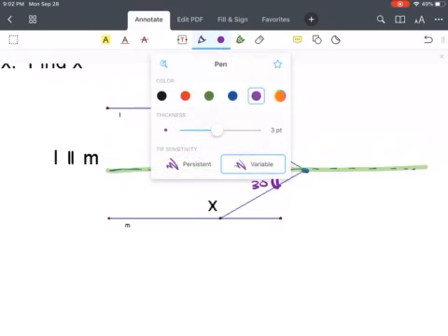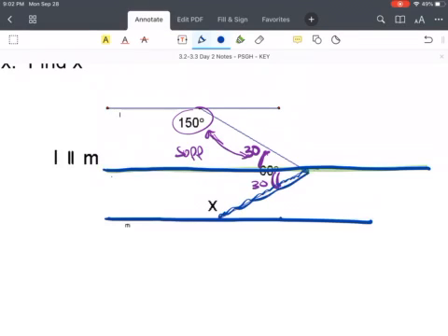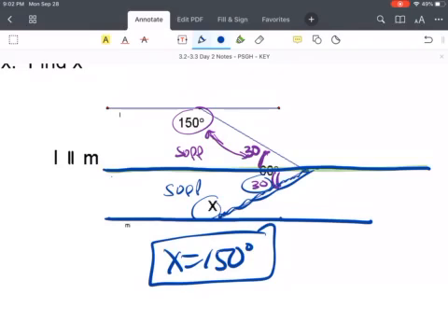Then when I look at the bottom part here, so still looking at this line and then this line down here along this transversal, x and 130 are supplementary, so x must equal 150 degrees.